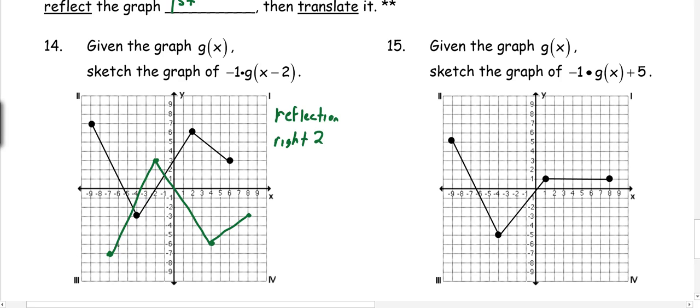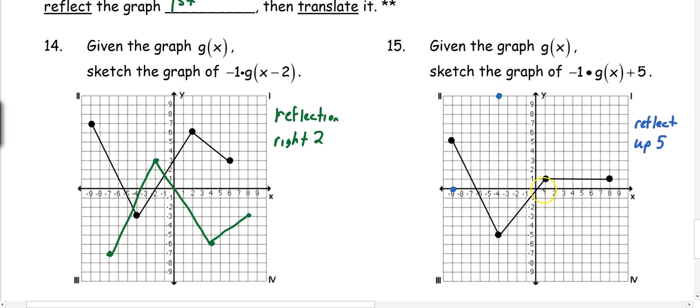Number 15, we have again a reflection because of the -1. And then because of the +5, that means we're going to move up 5 after we reflect. So looking at my first point, it's 5 away from the x-axis. So I'm going to go down 5 for my reflection. I'm going to go up 5 for my translation and place my new point. The next point is also 5 away from the x-axis. So I'm going to go up 5 in the other direction, and then up 5 more for my translation.